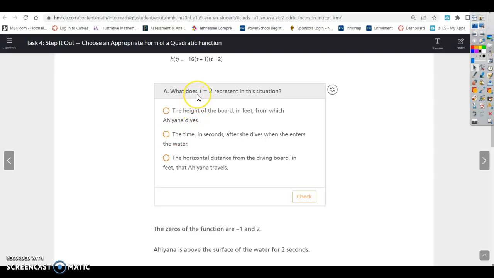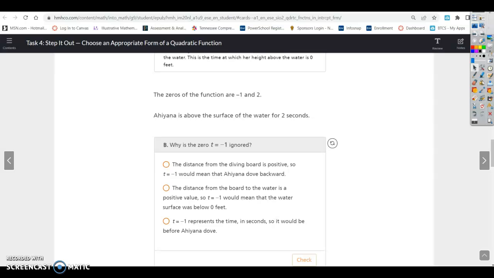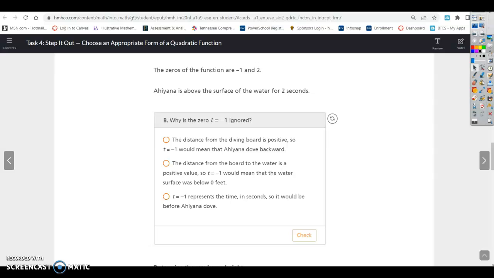Remember, t is time in seconds. So it says the height of the board in feet. No, the time in seconds after she dives when she enters the water, the horizontal distance. So it's going to be the time because t equals time here. All right, so the zeros are -1 and 2. Ayana is above the surface of the water for 2 seconds.